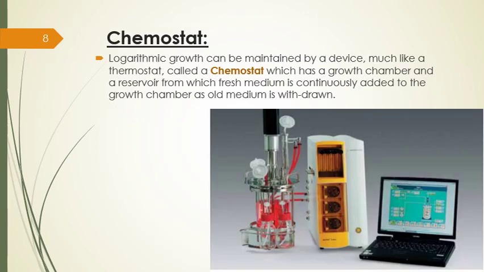Leveling off of growth is followed by the stationary phase. Unless fresh media is added, organisms are transferred to fresh media. Logarithmic growth can be maintained by a device much like a thermostat, and this device is called a chemostat. You can see in the figure, which has a growth chamber and a reservoir from which fresh media is continuously added to the growth chamber as old media is drawn off.